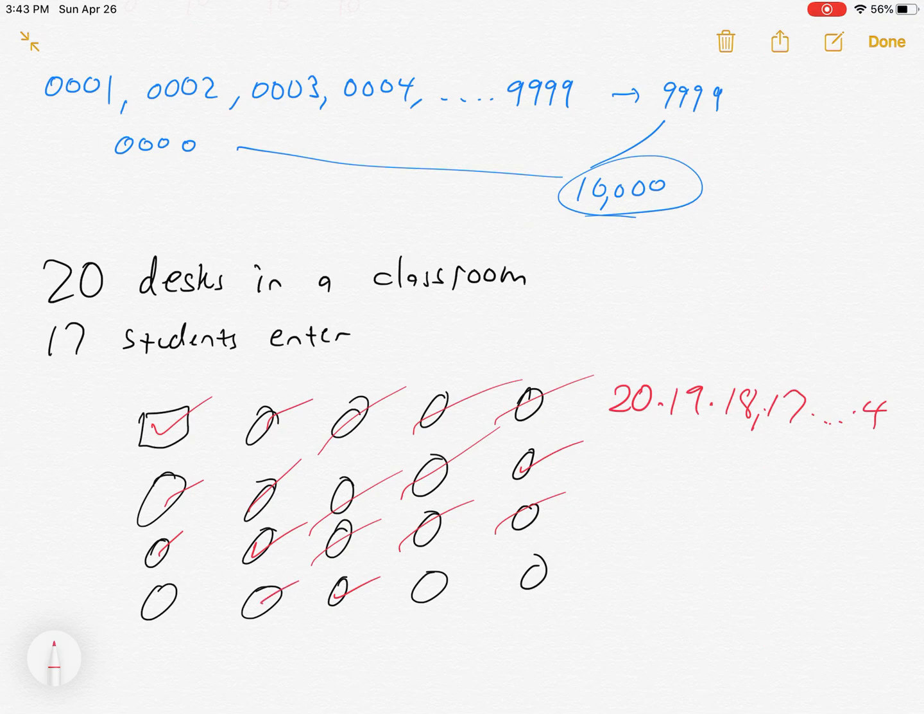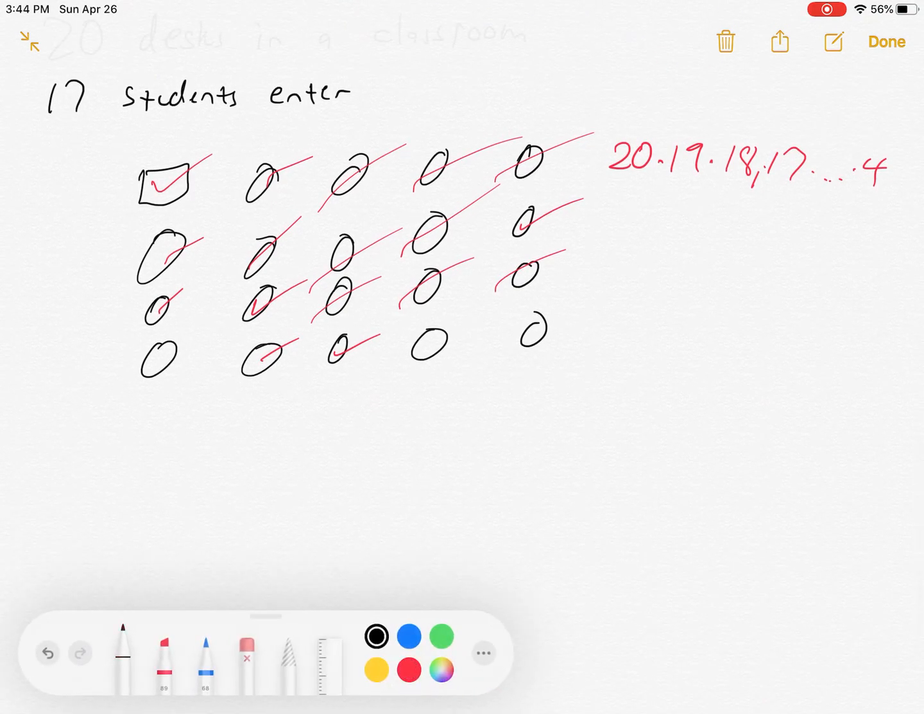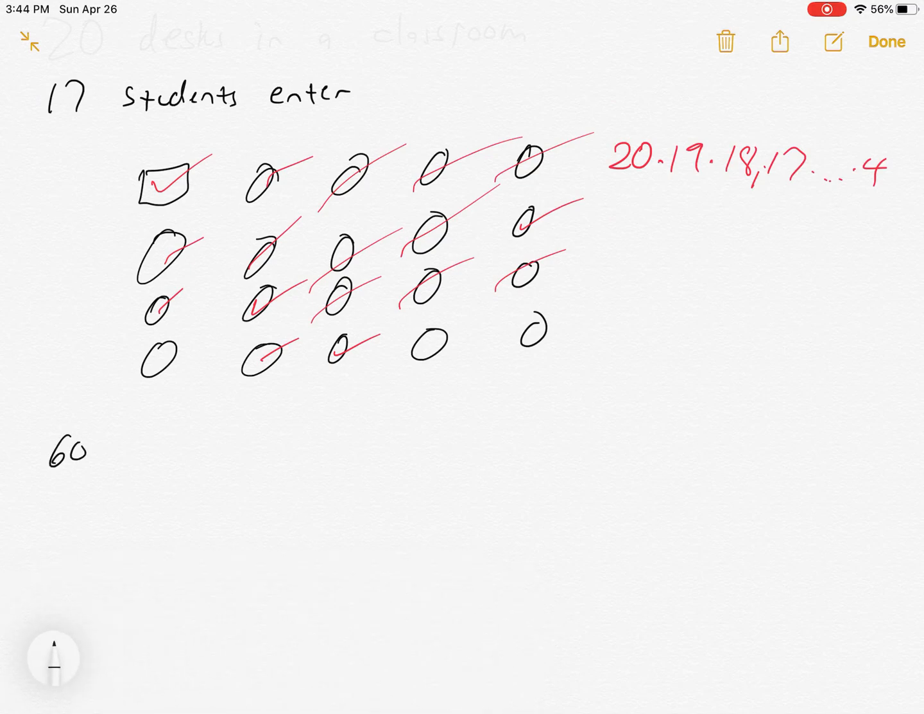Okay, so these are all marked up. He comes in, just the 4 in the front row. So the very last student is going to have 4 options. Let's say they go right there. So it would be 20 times 19 times 18 times 17 times 16 times 15 times 14. That's a lot of work to type in, right?